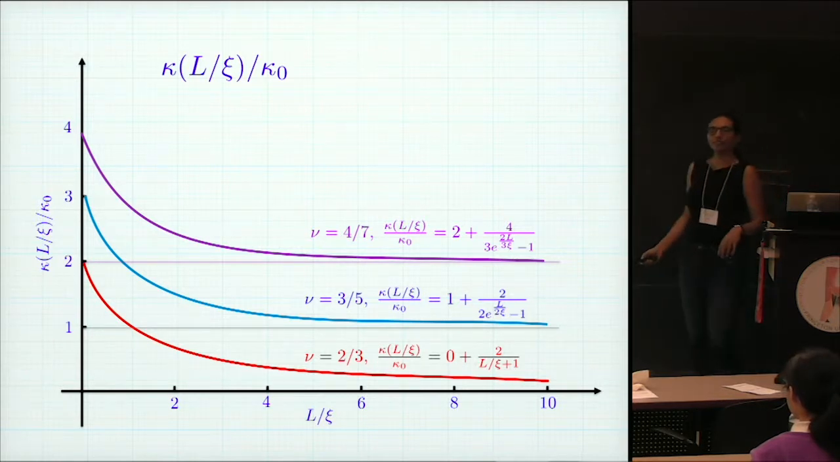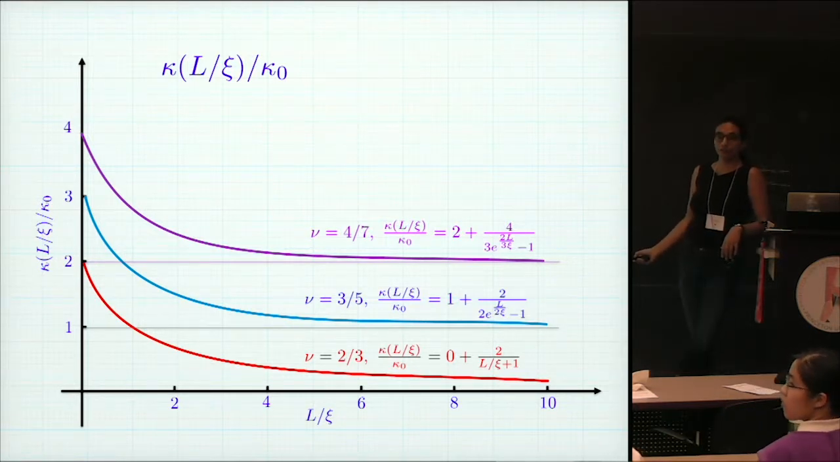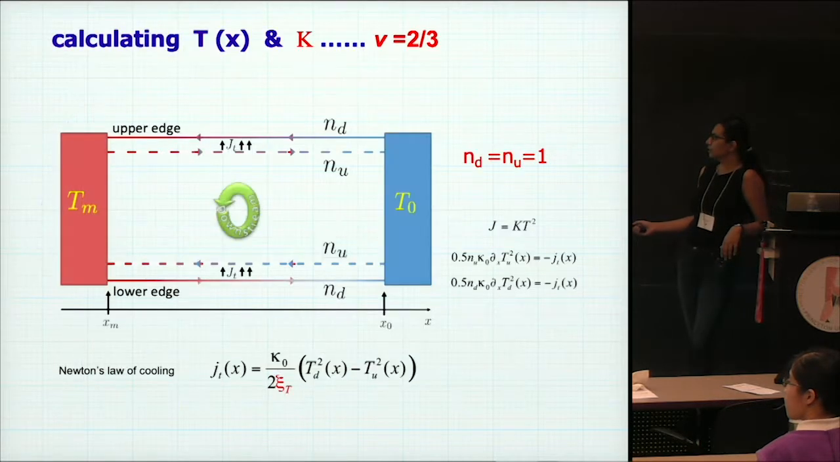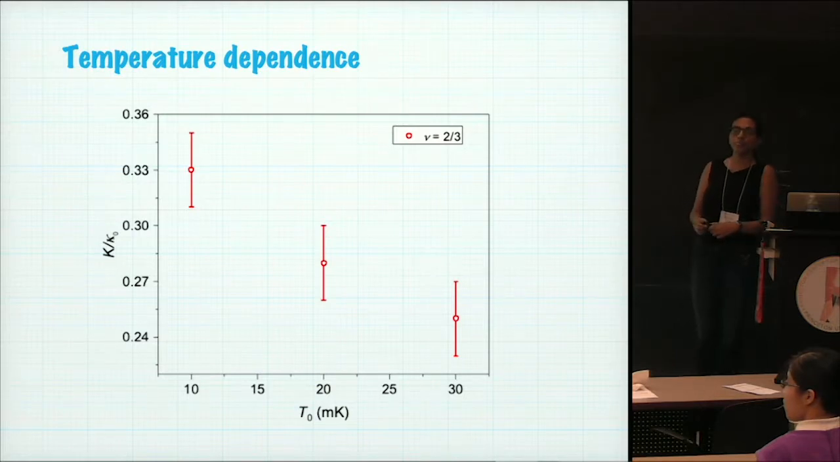You have a question? Higher temperature data for the... So I took only for 3/5... 2/3, yeah, 2/3. I took only until... You only go to 30? 30, right? Yes. But the energy gap for 2/3 is quite high, right?